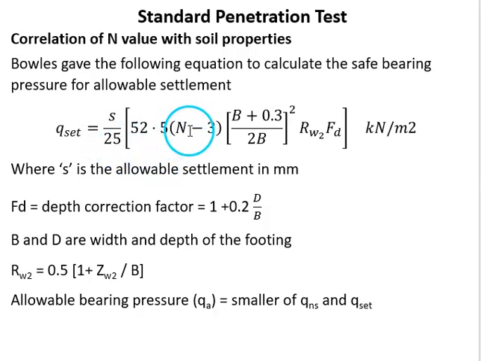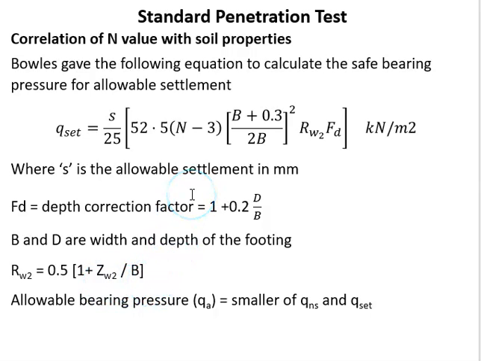Then this is the corrected N value. B is the width or diameter of the footing. Here FD is the depth correction factor, which is equal to 1 plus 0.2 D by B, where D is the depth of the footing and B is the width of the footing. And RW2 value is 0.5 into 1 plus ZW2 by B.